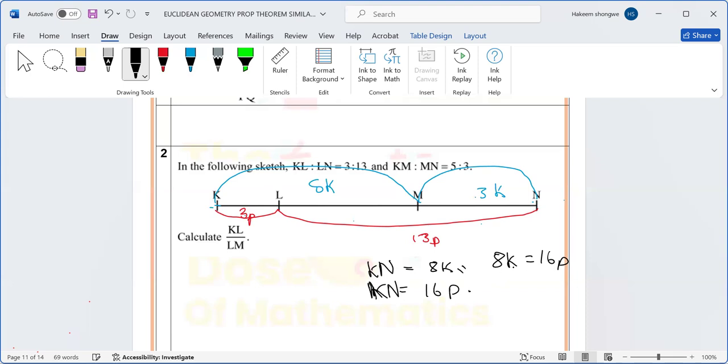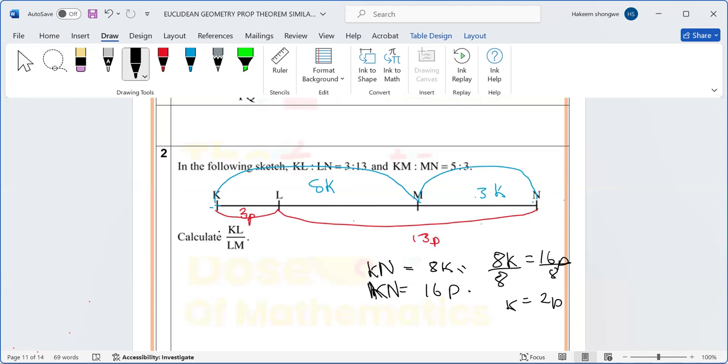Now we can take it to one side and divide by 8 on both sides, and then K is equal to 2 parts. I took a long drive and did it this way: working KM minus KL to get LM, and then LN minus LM minus MN to get LM. Then I created the two equations.